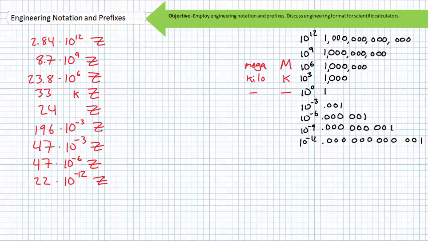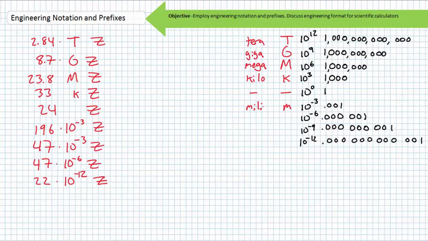The next level up, 10 to the sixth, is replaced with a mega, written as a capital M. 23.8 times 10 to the sixth would be written as 23.8 megazoinks. The next level up, 10 to the ninth, is replaced with a giga, written as a capital G. 8.7 times 10 to the ninth will be written as 8.7 gigazoinks. Finally, the top level, 10 to the 12th, is replaced with a tera, written as capital T. 2.84 times 10 to the 12th will be written as 2.84 terazoinks.